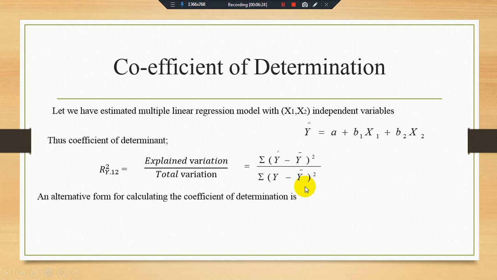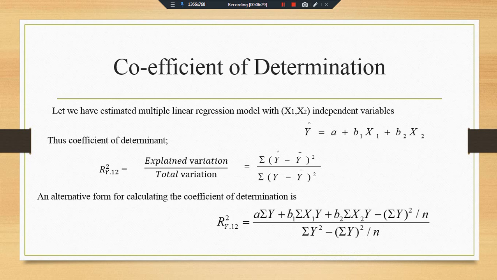So this is our alternative method for calculating the coefficient of determination. R square y12 is equal to a summation y plus b1 summation x1y plus b2 summation x2y minus summation y whole square divided by n, over summation y square minus summation y whole square divided by n. So when you have these values, you can directly calculate the coefficient of determination.